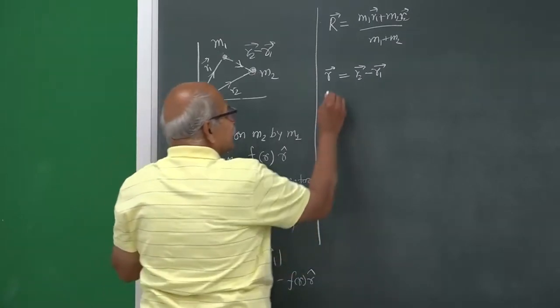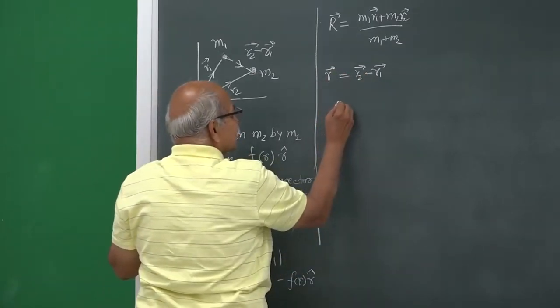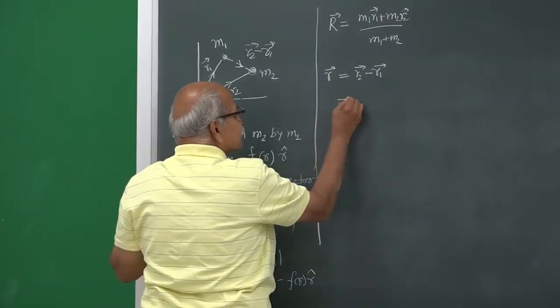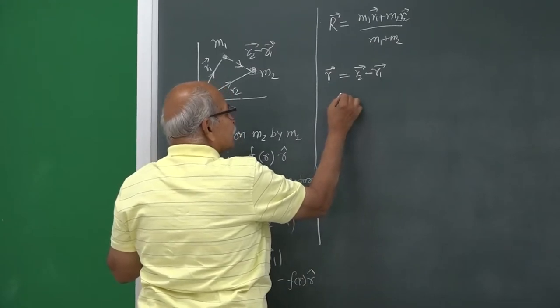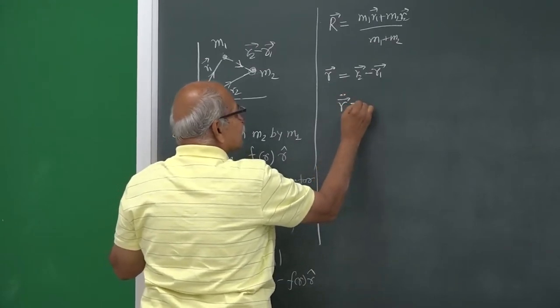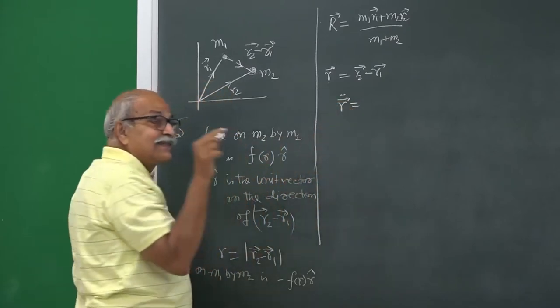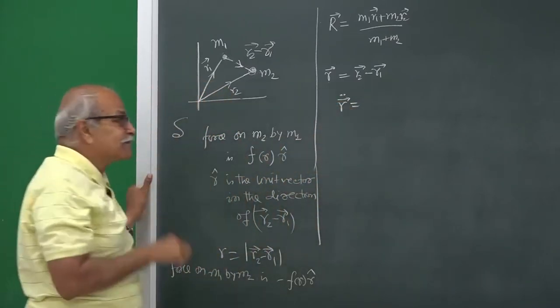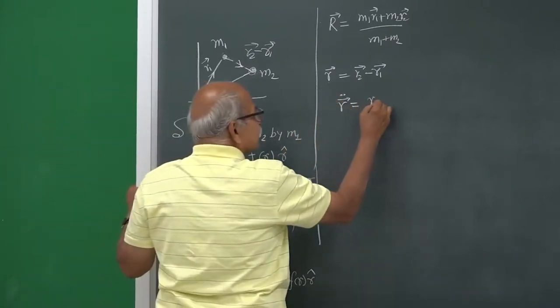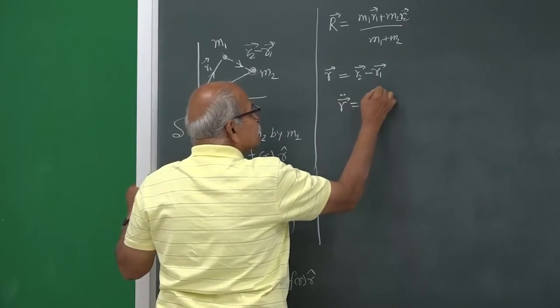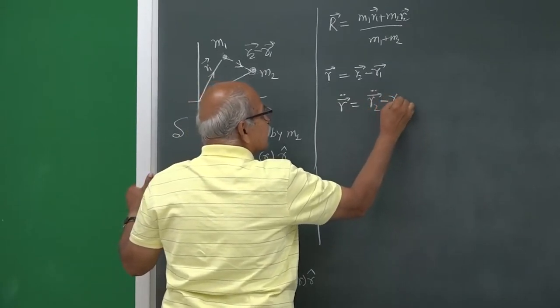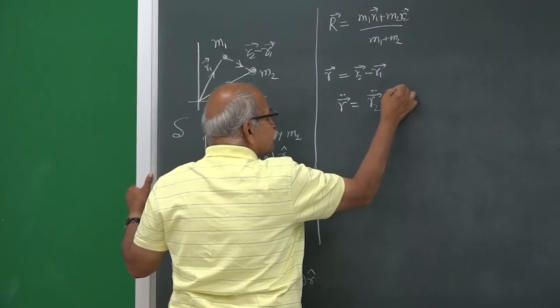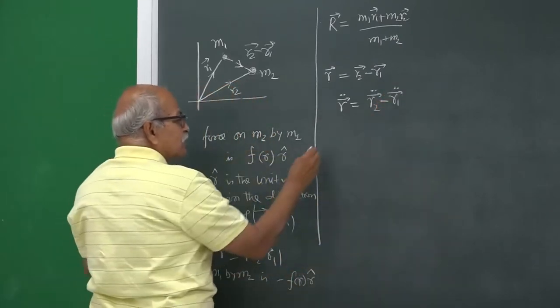Now, let us see, if this is r, what is r double dot? That means the second time derivative, the acceleration. r double dot will be r2 double dot minus r1 double dot. And what is r2 double dot?